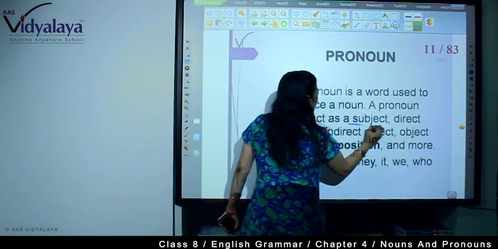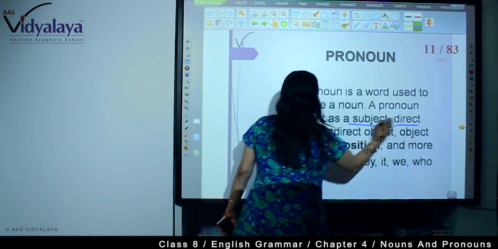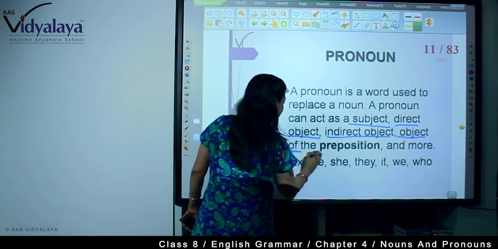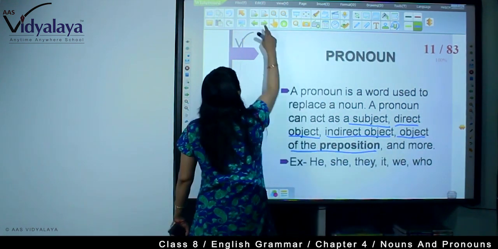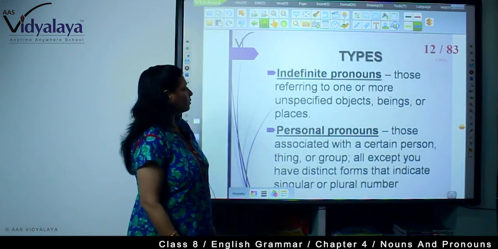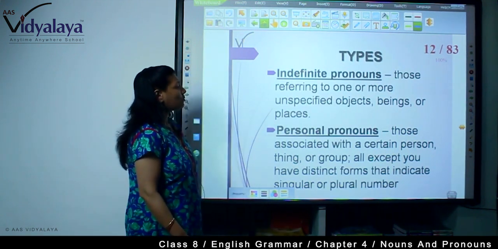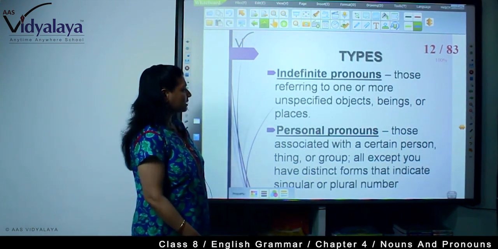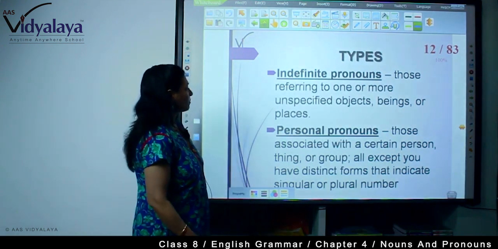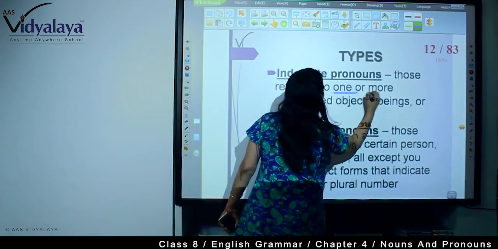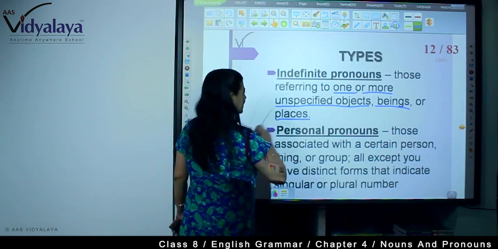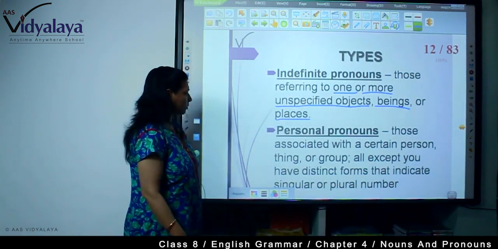So, we can use pronoun as a subject, as a direct object, as an indirect object, as an object of the preposition and more. Now, what are the types of pronoun? Indefinite pronouns: those referring to one or more unspecified objects, beings or places. That comes under indefinite pronoun.